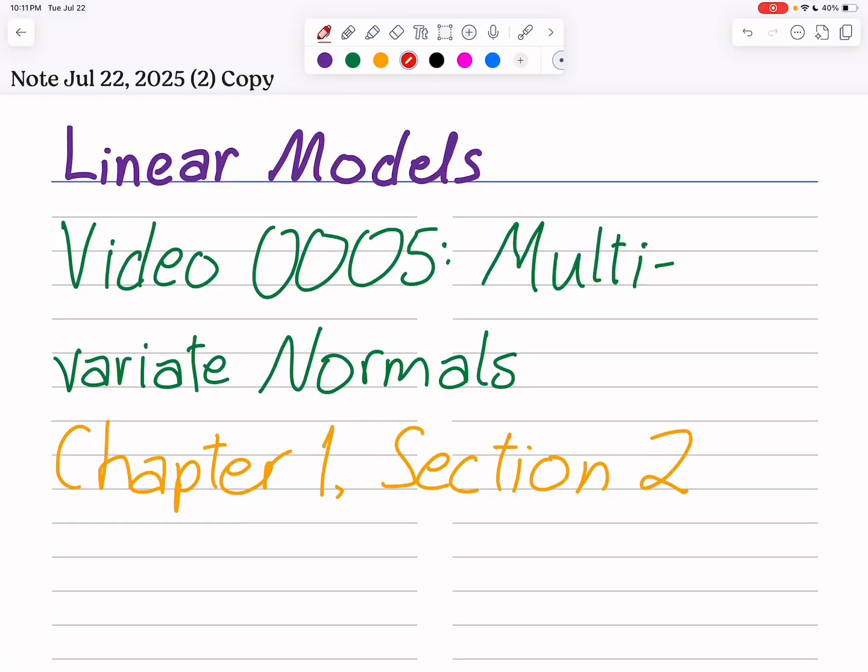Welcome to the next video on linear models. This is video 5 on multivariate normal distributions, and it is the start of chapter 1, section 2.